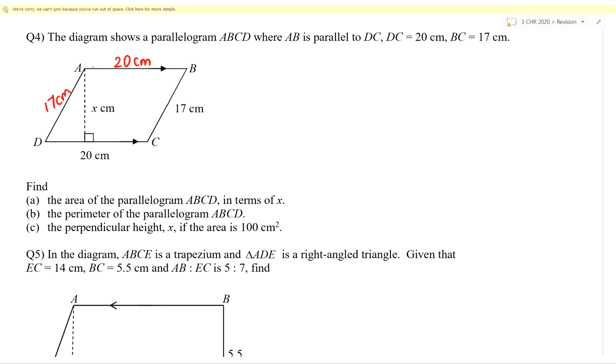Okay, so and then we have it. We have answered part A already. The area of the parallelogram in terms of x. Area equals to the base 20 times the perpendicular height. Today they tell us the perpendicular height is x, so I have to put down x. If they tell me that x is, for example, 15 centimeters, then I'll take 20 multiplied by 15. Okay, so now the area, we have to put in the units as well. Square centimeters.